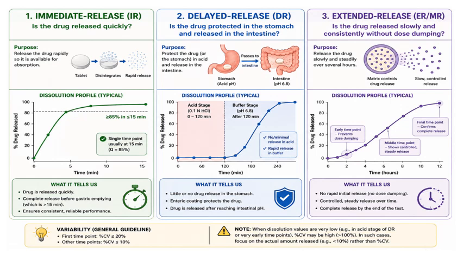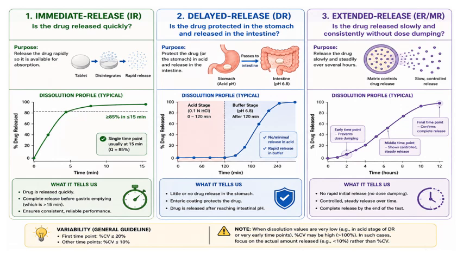then pH 4.5 acid buffer and pH 6.8 phosphate buffer along with the reference formulation, and you need to meet the similarity requirements. So the immediate release dissolution profile graph tells you that the drug is released quickly, and in how much time more than 80% or 85% of the drug is getting released or dissolved, and complete release before the gastric emptying, which is generally around 15 minutes, and ensures consistent and reliable immediate release performance.